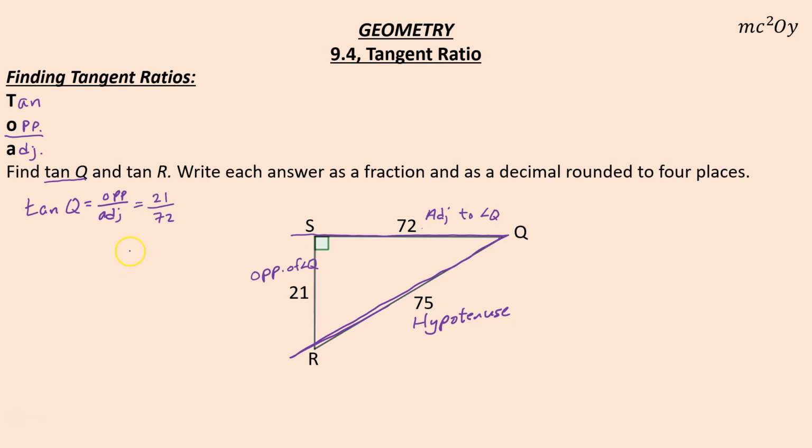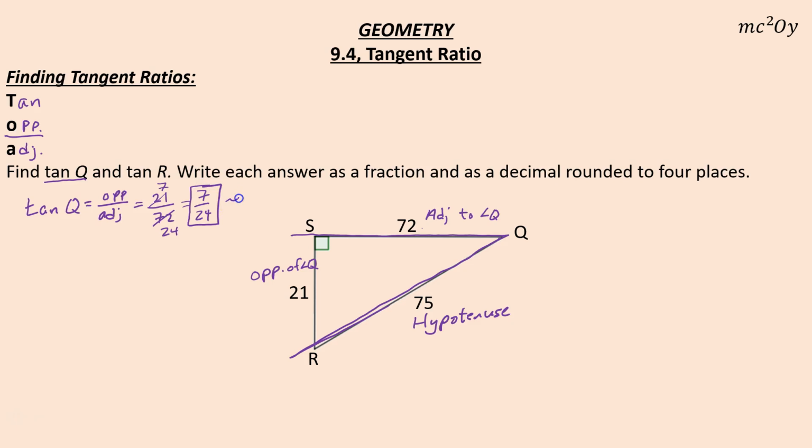So that's the ratio. Write it as a fraction. We should always reduce it if we can. So 3 goes into 21 7 times, and 3 goes into 72 24 times. So we have 7 over 24. Okay, that is the ratio for the tangent of angle Q in simplest fraction form.